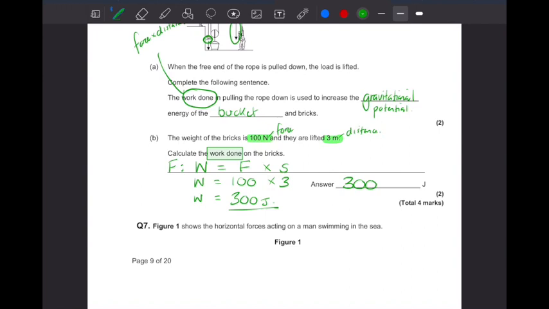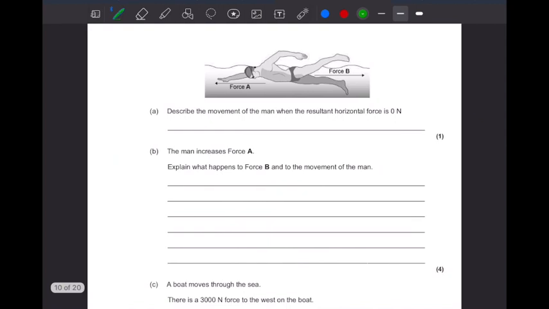Okay, on to question 7. So question 7, unfortunately, on my page is split a bit weird, but it says, figure 1 shows the horizontal forces acting on a man swimming in the sea, and this is the picture that we need. So we need to describe the movement of the man when the resultant horizontal force is 0.